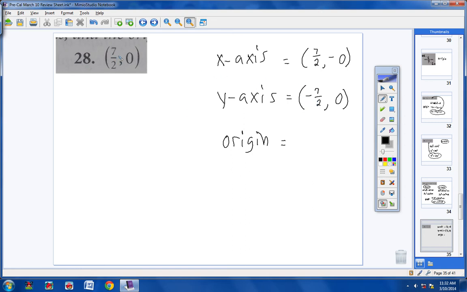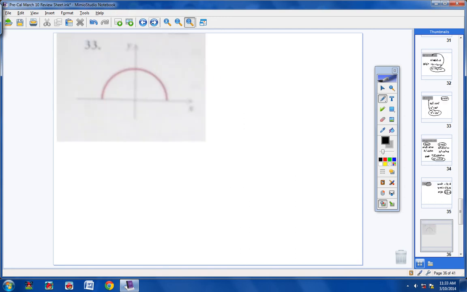Now if you have origin symmetry, both signs change. So you would have -7/2, -0. Now you don't need to put a -0. I'm just doing that to prove a point, okay? So if you truly have origin symmetry and this point existed on the graph, this point would have to exist also, okay? Moving on to number 33.